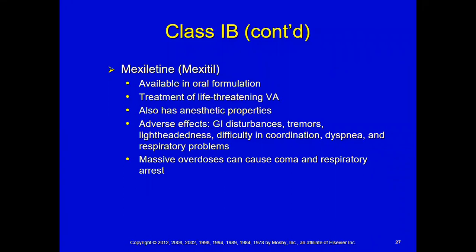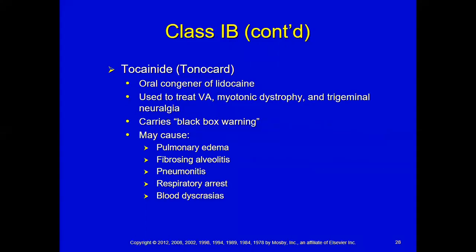That anesthetic property is going to make you sleepy. If you were to take too much of it, it can cause coma and respiratory arrest. This is not one we'll give a lot, especially with a lot of GI disturbances and tremors. Patients don't like it because they'll have difficulty walking. Another Class 1B is tocainide, and that's basically the oral form of lidocaine. If we've given them lidocaine and I want to send them home, I can't send you home on lidocaine because there's not an oral lidocaine, but I can give you this one.